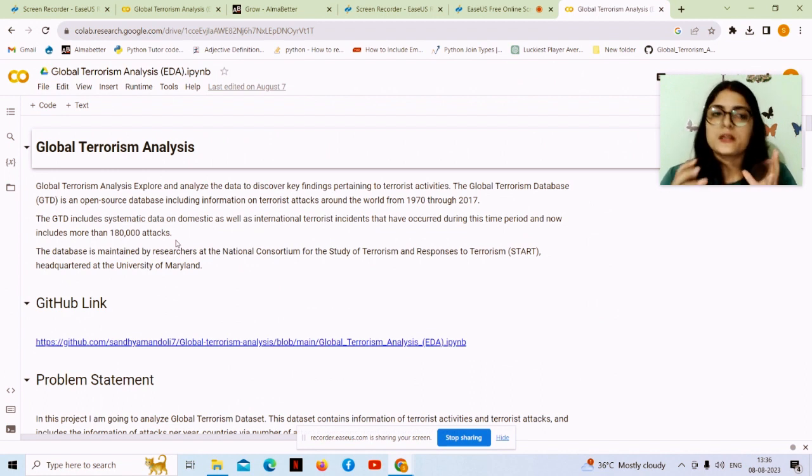The Global Terrorism Database includes systematic data on domestic as well as international terrorist incidents that have occurred during this time period and now includes more than 180,000 attacks. The database is maintained by researchers at the National Consortium for the Study of Terrorism and Response to Terrorism, headquartered at the University of Maryland.